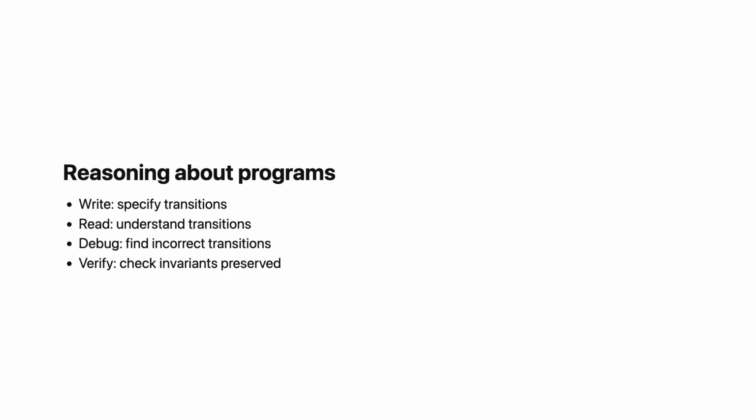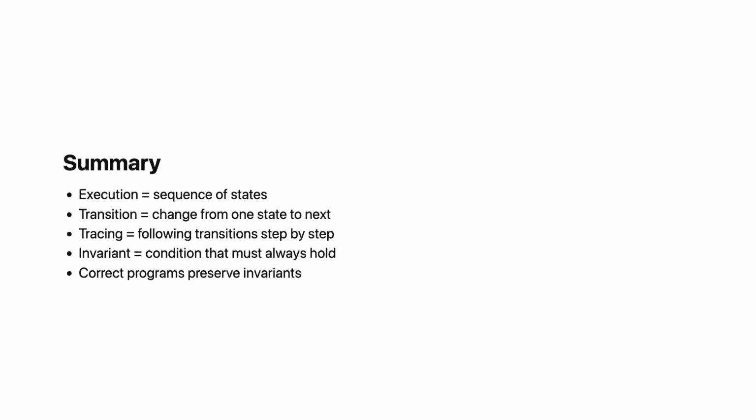When you debug code, you are finding incorrect transitions. The state changed in a way you did not expect. Where did that happen? Which transition was wrong? When you verify code is correct, you are checking that transitions preserve invariants. Every change should maintain the conditions that must hold. State and change, transitions and invariants. These are the fundamental concepts. If you understand them deeply, you can understand any program.